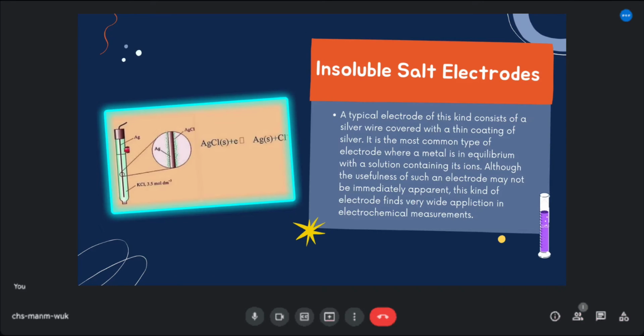Insoluble salt electrodes. A typical electrode of this kind consists of a silver wire covered with a thin coating of silver chloride. It is the most common type of electrode where a metal is in equilibrium with a solution containing its ions. Although the usefulness of such an electrode may not be immediately apparent, this kind of electrode finds very wide application in electrochemical measurements.